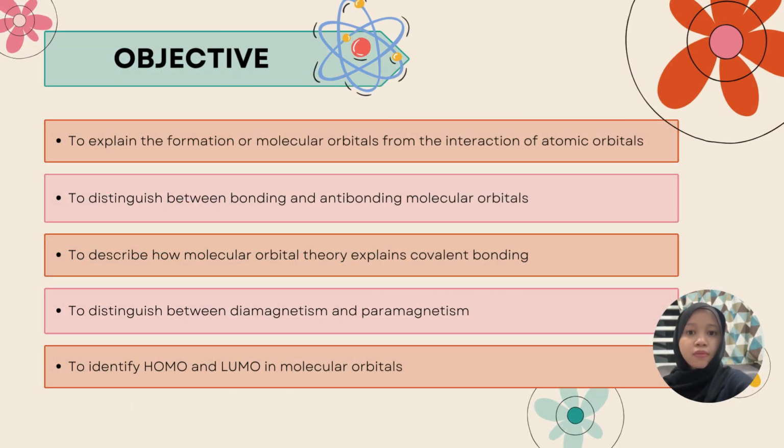These are the main objectives for today's presentation. Basically, by the end of this session, you should understand how molecular orbitals are formed, how bonding and antibonding orbitals are different, and how this theory helps explain covalent bonding. We also look at why some molecules are magnetic while others are not. And finally, we will learn how to identify HOMO and LUMO, which are important for understanding chemical reactivity.